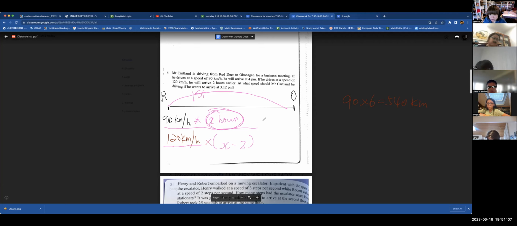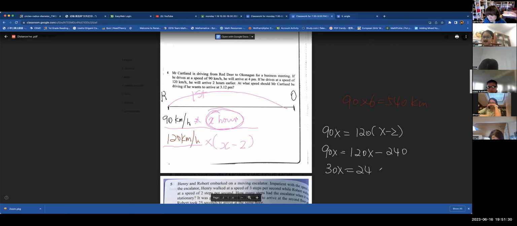So this is distance, right? So everybody, does the distance ever change? No, not at all, right, Margaret? Ethan, right? So that's why it's 90x equals 120 times x minus 2, correct? So 90x equals 120x minus 240. So that's why 30x equals 240. So x equals 8 hours.